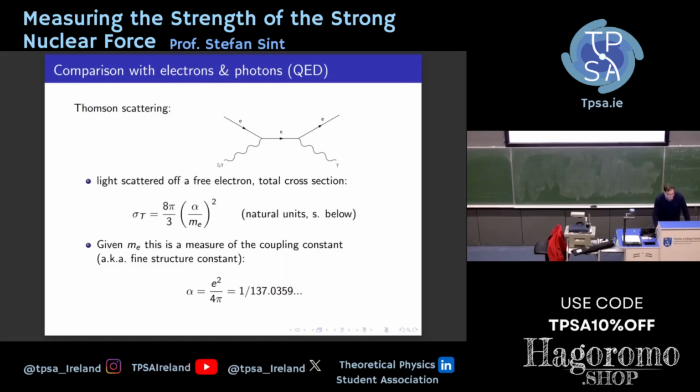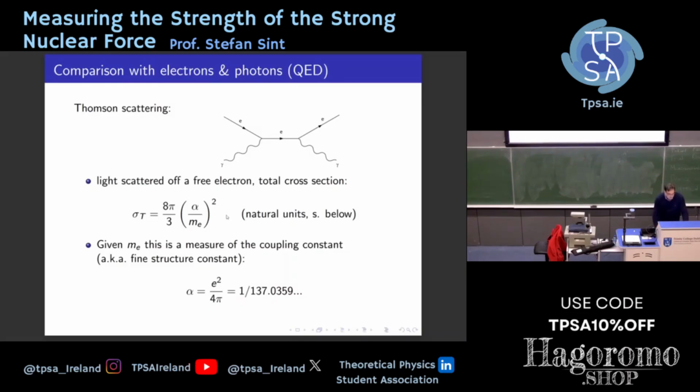You can calculate it in classical electrodynamics, and the scattering cross-section, sigma Thomson, is given by 8 pi over 3 times alpha over the electron mass, squared. And alpha is the fine structure constant, e squared over 4 pi. It's known very precisely, roughly 1 over 137, and you see that constant popping up everywhere in atomic physics or in quantum mechanics.